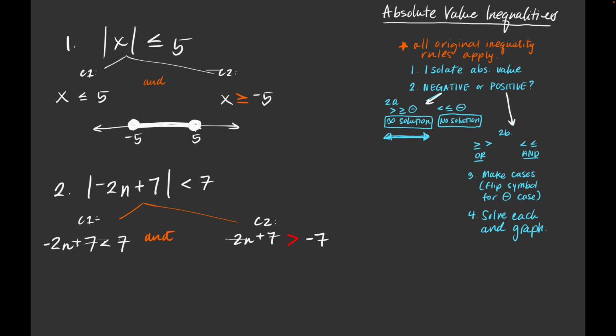So let's go ahead and try to solve case 1. We are solving just like a regular equation. We are going to move our addition and subtraction first. We're going to subtract 7 on both sides. I have negative 2n is less than 0 because 7 minus 7 is 0. And then I'm going to divide by negative 2 on both sides so I can get my n by itself. n is greater than 0 because I divided by a negative.